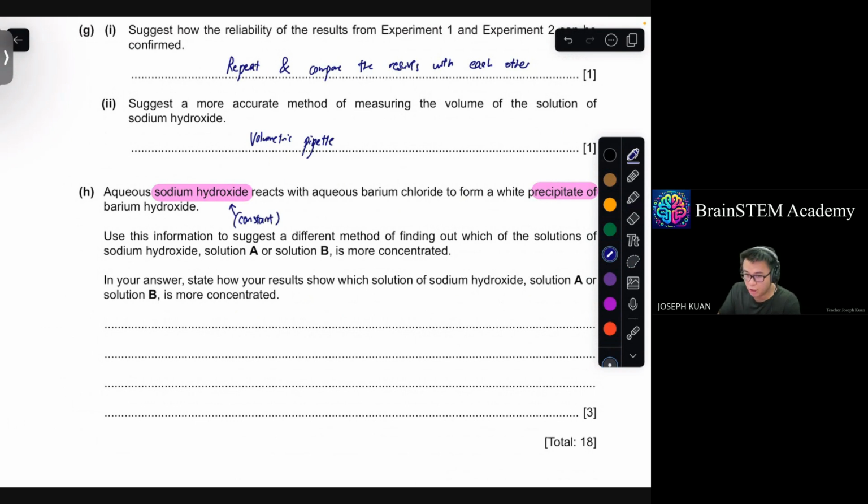So you can actually use barium chloride as a measure of which one is more concentrated by looking at the precipitate. Right. The idea is that, let me just write the equation real quick.